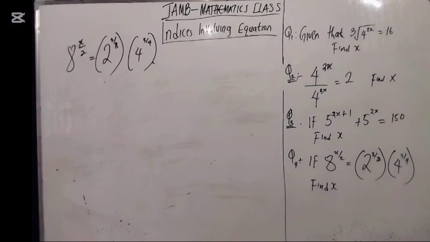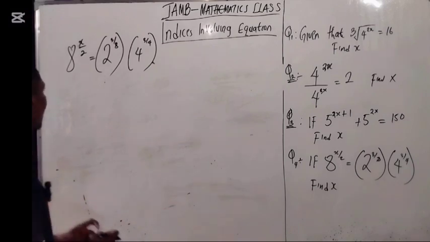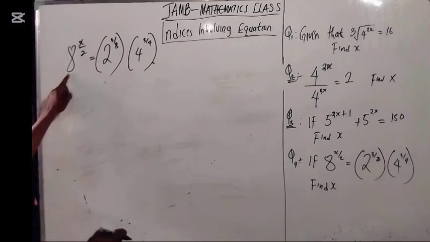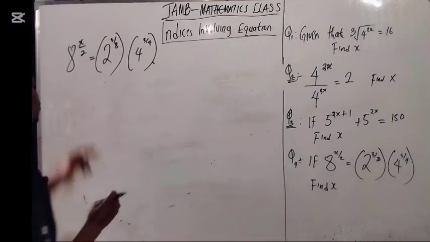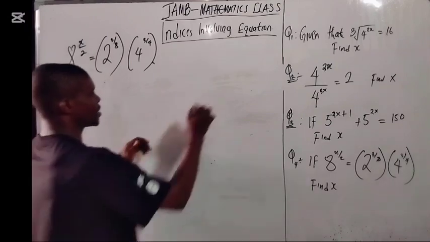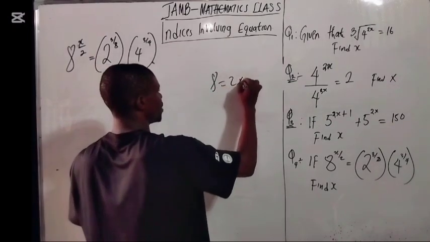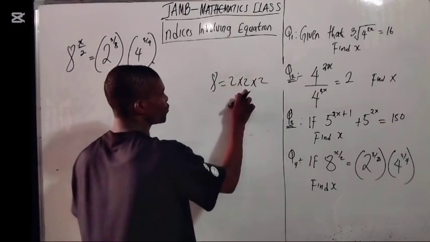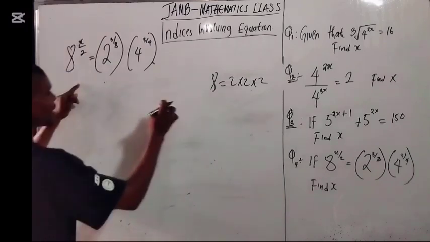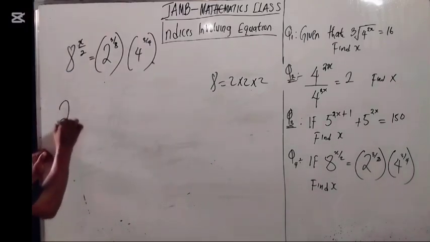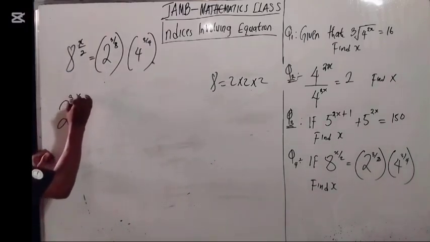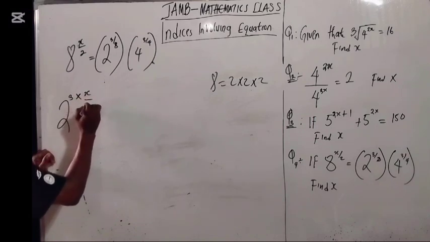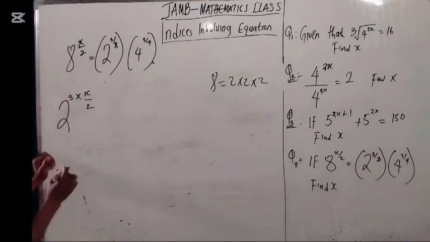Now here's the idea. The idea is that everything should have the same base, which is 2, right? Remember, 2 times 2 times 2 is 8. When we talk about 8, 8 equals 2 times 2 times 2. 2 times 2 is 4, 4 times 2 is 8, right? So it means that here we're going to have 2 raised to 3 times x over 2. That is the meaning, right?